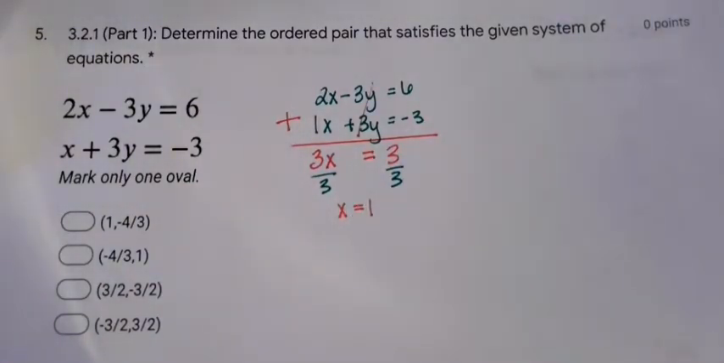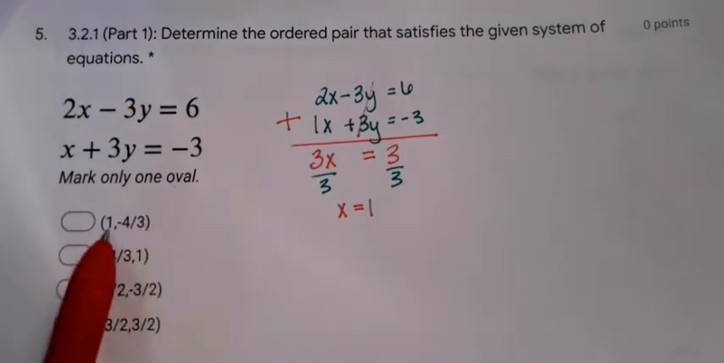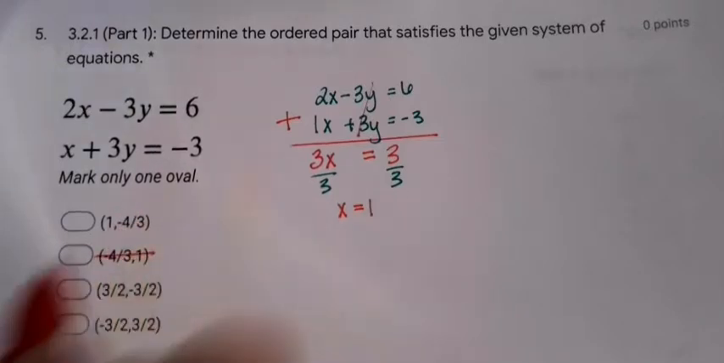So I know for the solution, my x value has to be 1, and my x value is always the first number in the parentheses. So looking at my options, I want to see if I can get rid of any right now before I find my y value. For the first one, my x value is 1, so that's good. For the second one, my x value is negative 4/3. Well, that's not 1, so I can cross off that one.